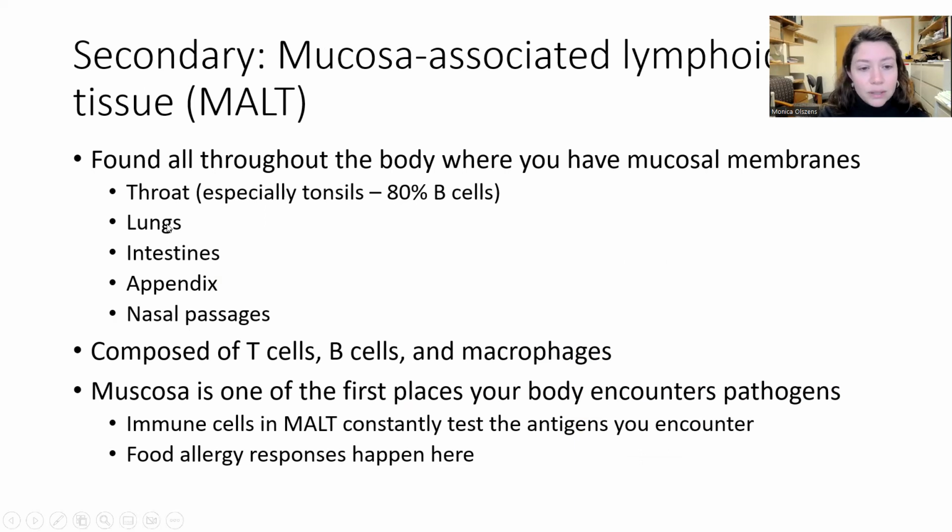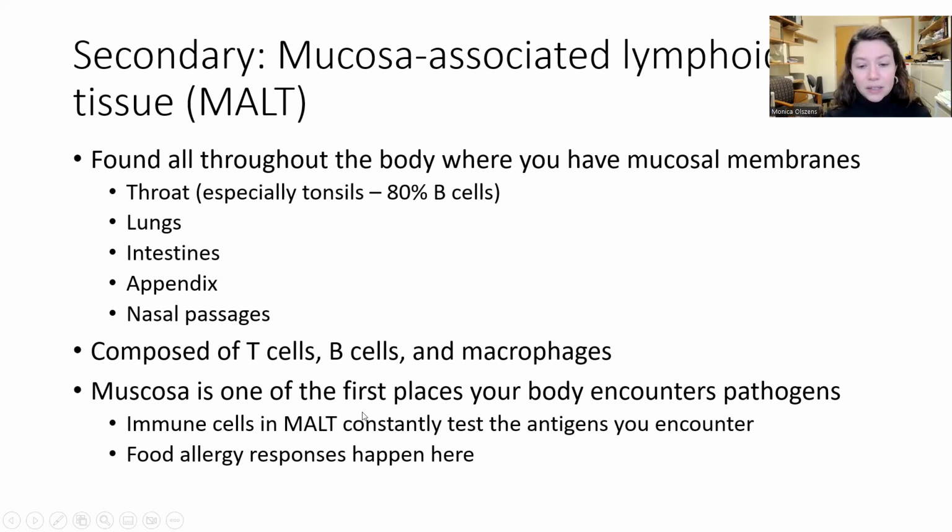So your throat: most of us have tonsils, but if a person has a disorder where they lack B cells, they don't have tonsils, because almost 80% of your tonsils are B cells. Your lungs are actually coated in mucosa, so are your intestines, your nasal passages, even your appendix. All right, so what is MALT? It's T cells, B cells, and macrophages.